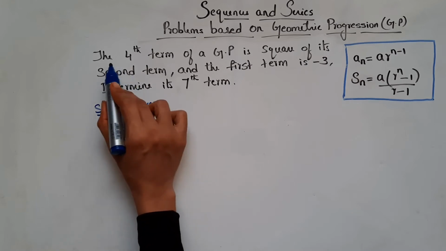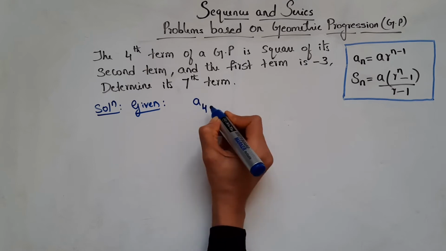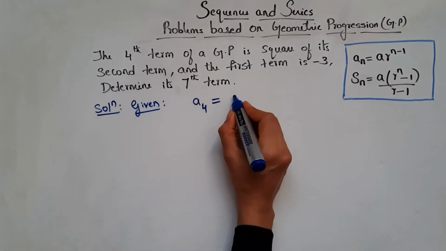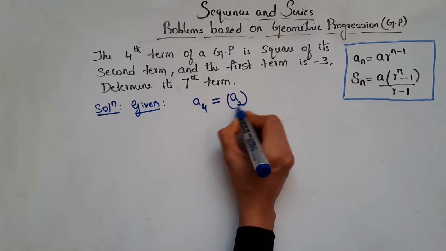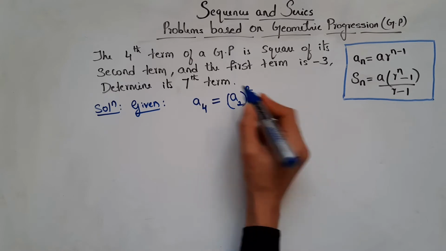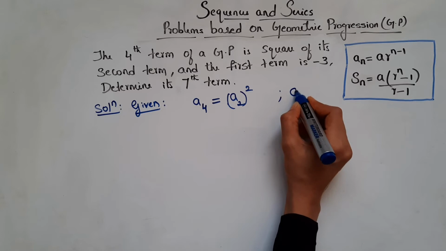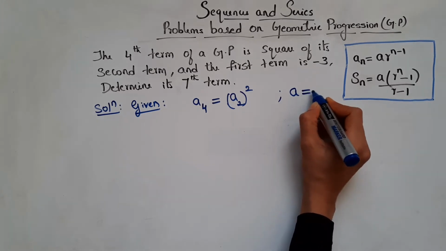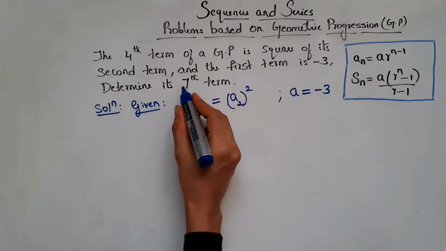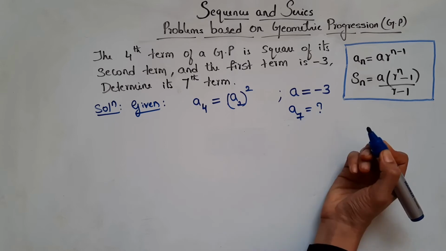Here it says the fourth term of a GP, so fourth term means a4, is square of its second term. That means it's a square of the second term, a2. And the first term is minus 3. What is the first term? We know a is the first term. So a is equal to minus 3. Determine its seventh term. So we have to find a7, that is the seventh term, right?